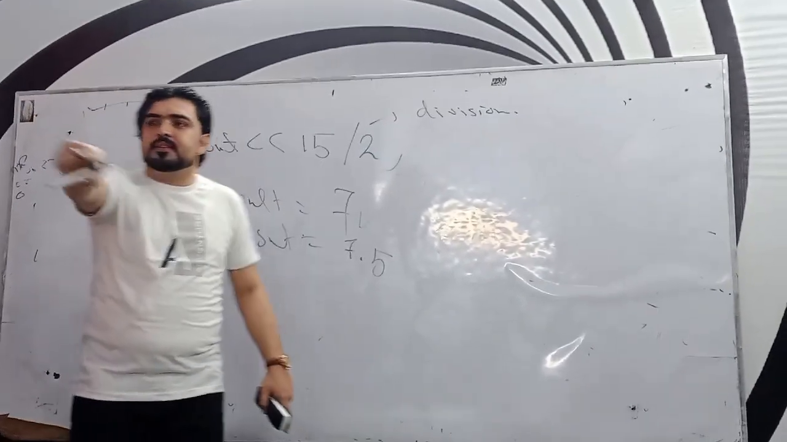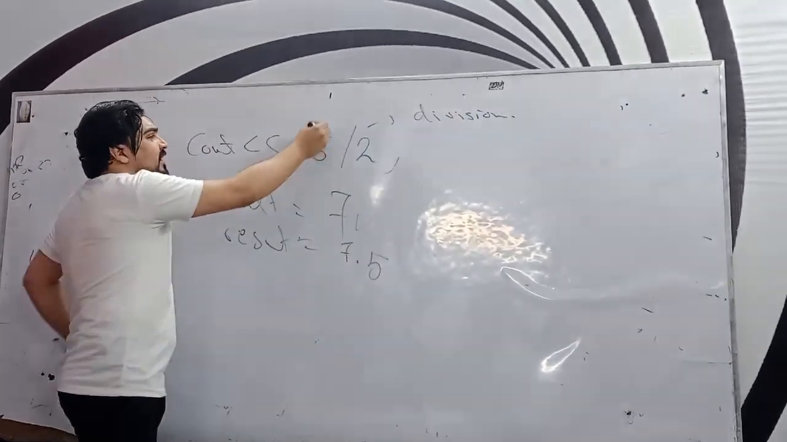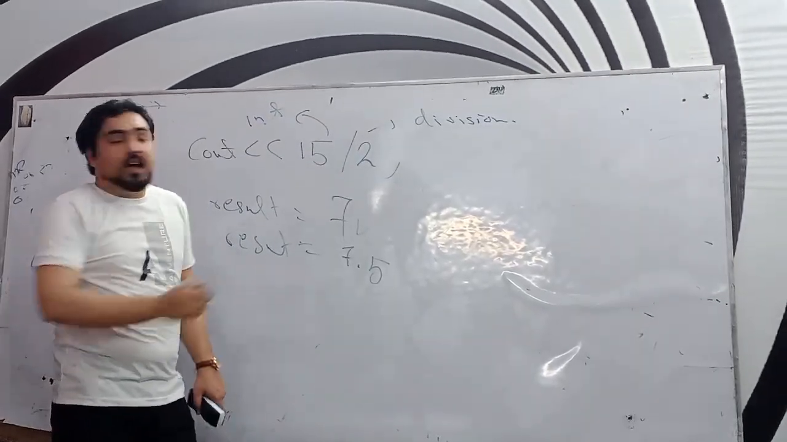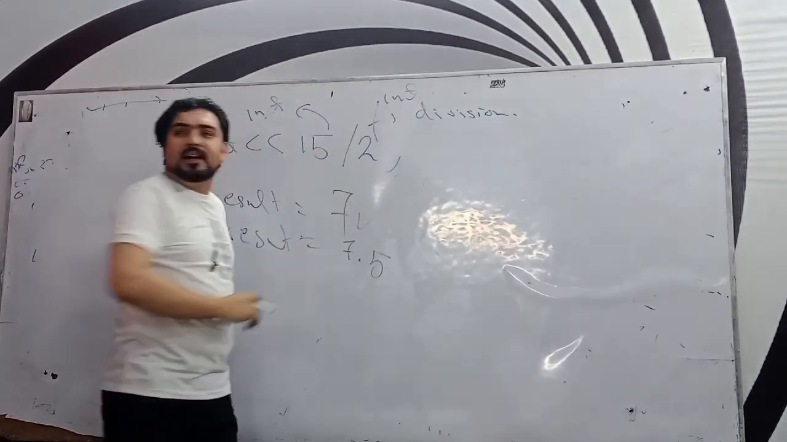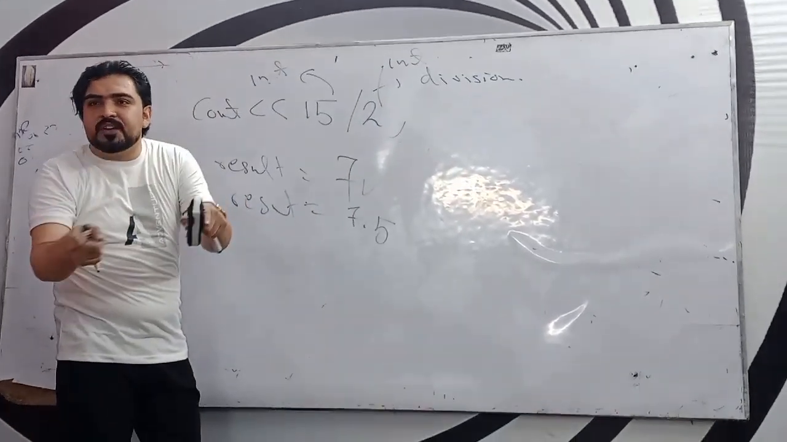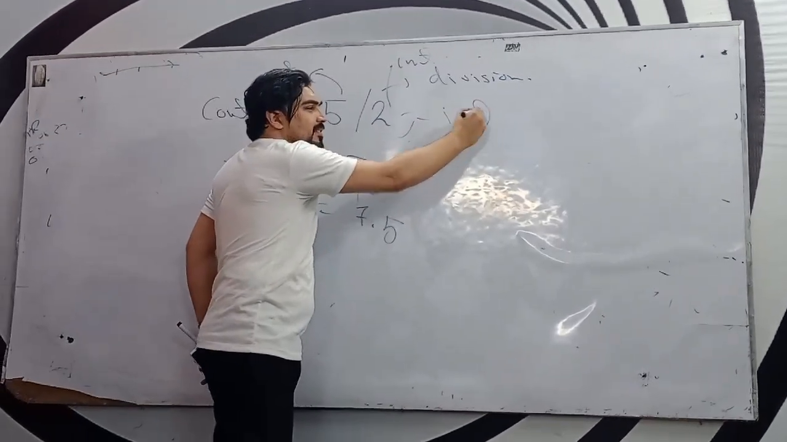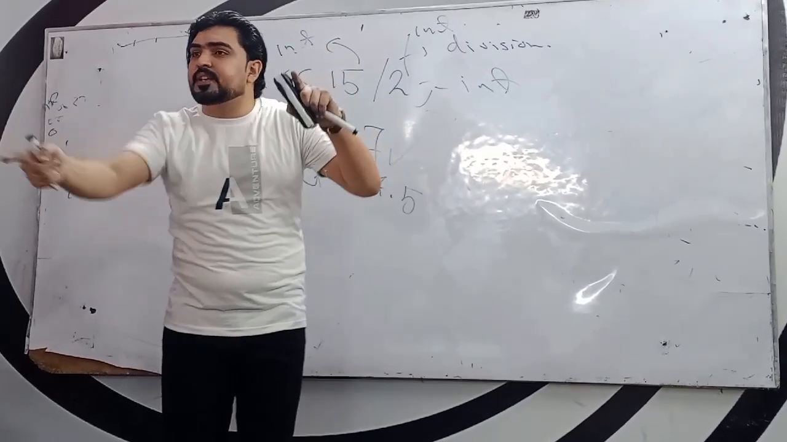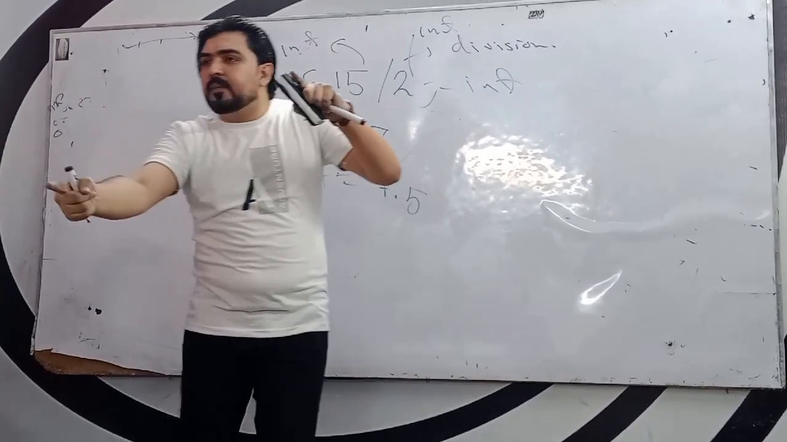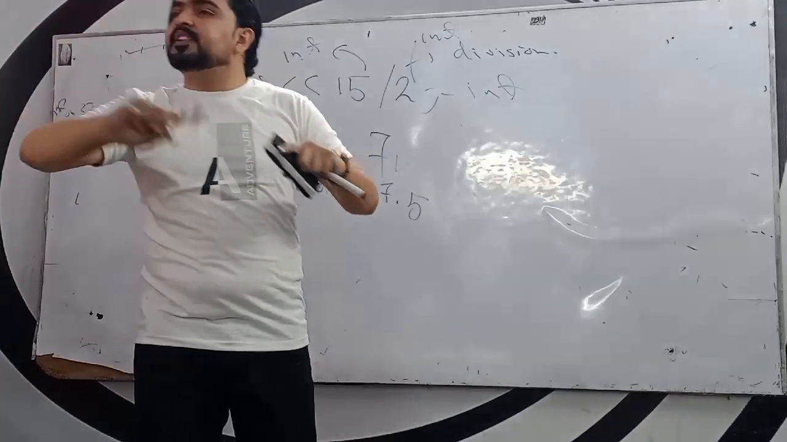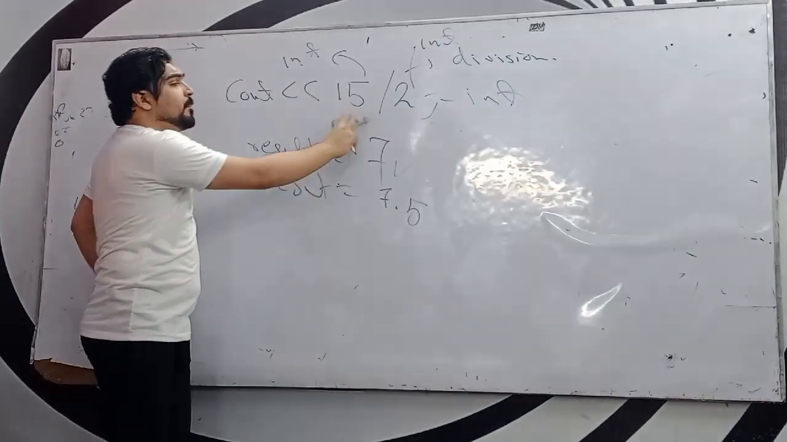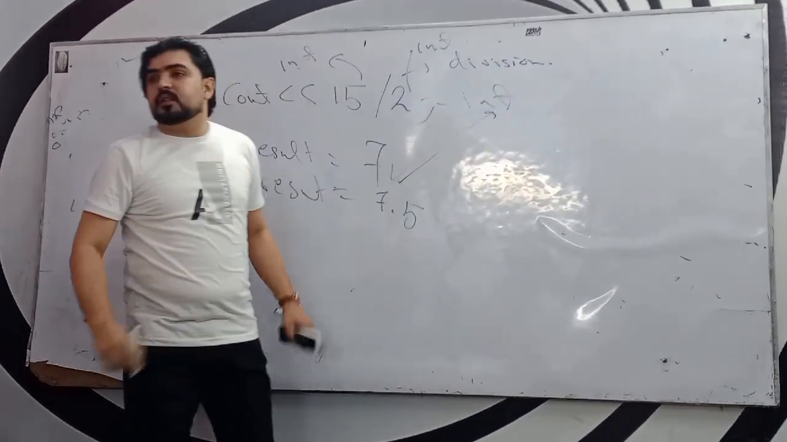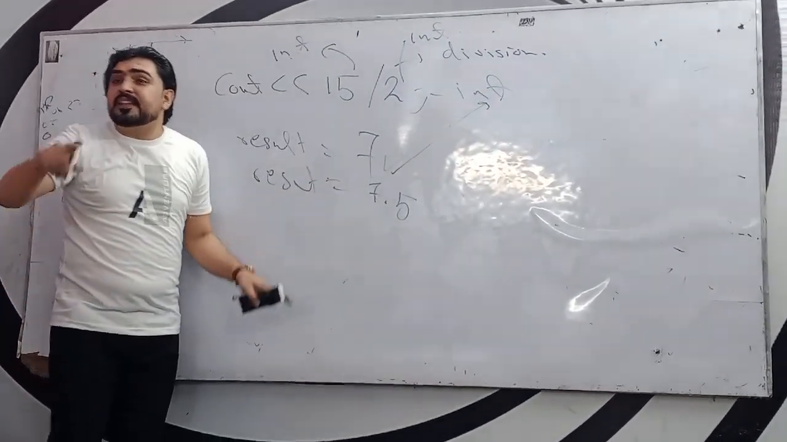That's a good question. Yes, because 15 is an integer value, not a float, and the second number is also an integer. Integer divided by integer, the result will be integer. Decimal divided by integer, or integer divided by decimal, or decimal by decimal, gives a decimal. But if both values are integer, then the result will be integer.